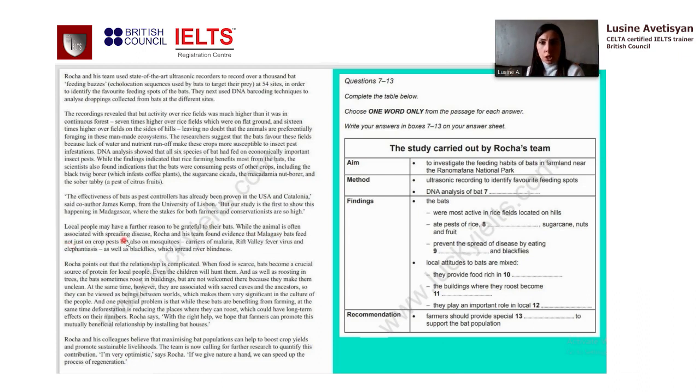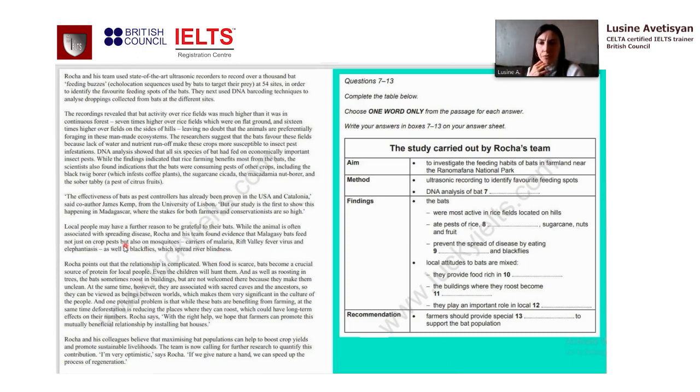While the animal is often associated with spreading disease, Rocha and his team found evidence, proof, that Malagasy bats feed not just on crop pests, but also on mosquitoes, carriers of malaria, Rift Valley fever virus, and elephantiasis, some names for the viruses, as well as black flies, which spread river blindness, or river blindness.